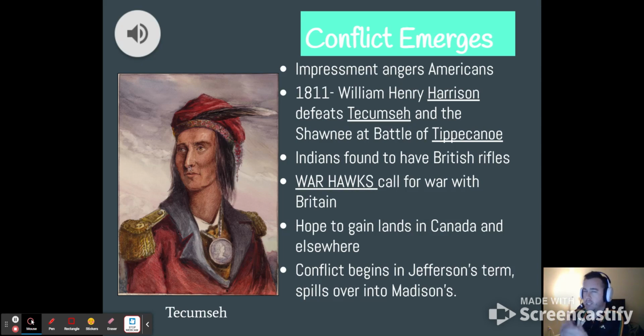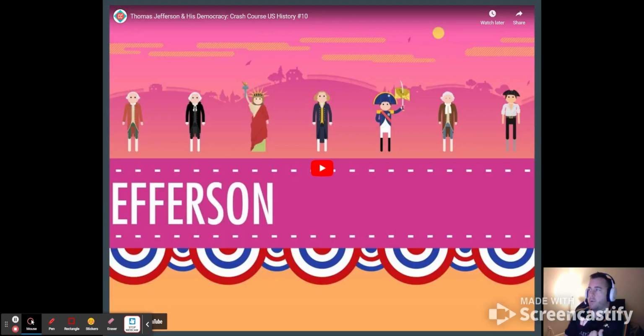So this conflict begins in Jefferson's presidency, but it's going to be continued into Madison's, and we're going to get to Madison's presidency as well. So James Madison is really going to have to fight the rest of this, which is going to be called the War of 1812. So that is all we have on Jefferson's presidency.